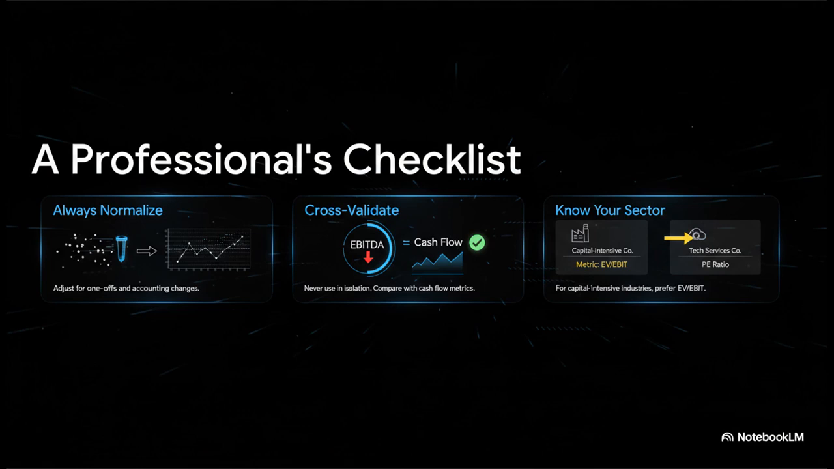Number 2, never use EBITDA in a vacuum. You have to cross-validate it with real cash flow metrics. And number 3, know the industry you're looking at. For a business that needs a lot of heavy machinery or factories, a metric like EV to EBIT, which actually includes depreciation, is often a much safer bet.